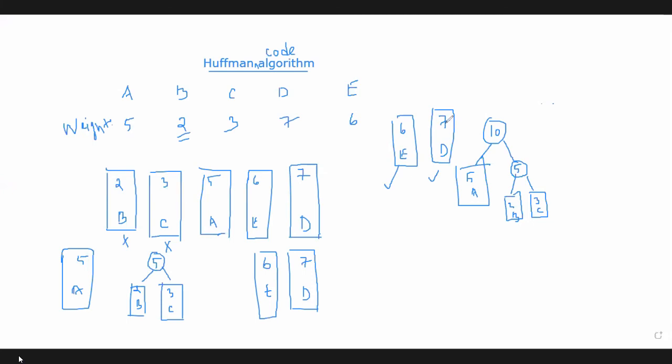After adding these two nodes, the weight of the new internal node will be 13. That means after node 10, we store the next node, and its weight is 13. The left child of 13 is E with weight 6, and the other is D with weight 7.